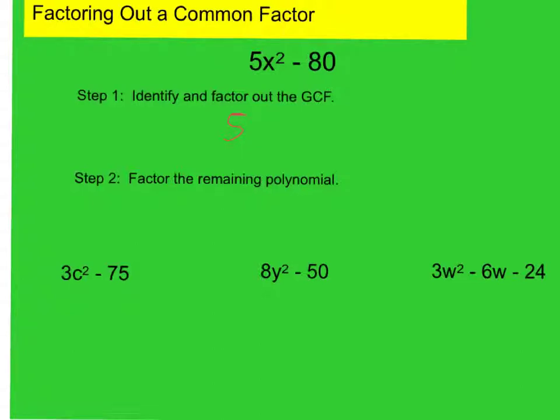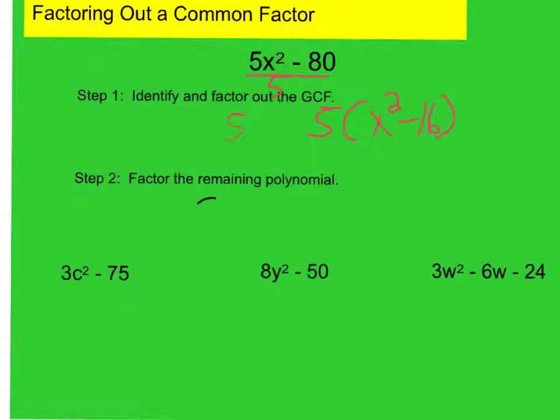So we're going to divide the 5 out of these. So we'll divide these by 5. And we end up with 5 multiplied to x squared minus 16. Then my next step is to factor this binomial. So I see that this is a square, and this is a minus sign, so I'm good to go.